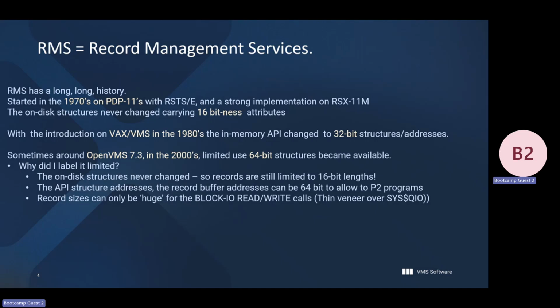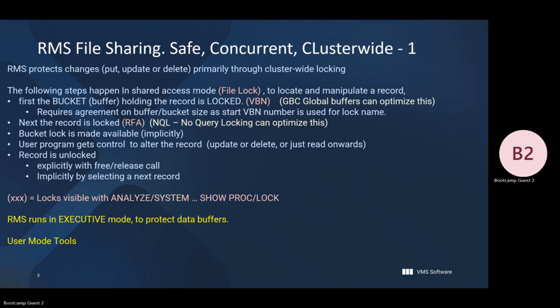And for those with the 64-bit interface, you can go to gigabytes of data in one IO. Not that you would want to. RMS from the get-go is meant to be very protective because it wants to offer you a shared environment where you update your records. They live in a file alongside somebody else's records. You don't want to trash them. If you're updating a record, nobody else should be updating it on that computer or in the cluster.